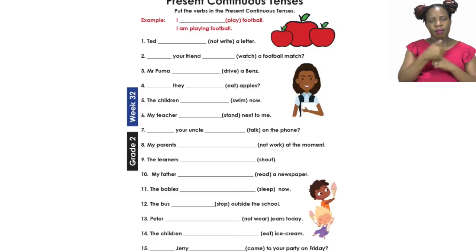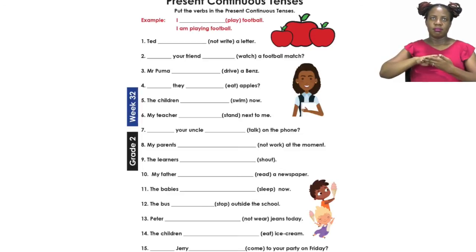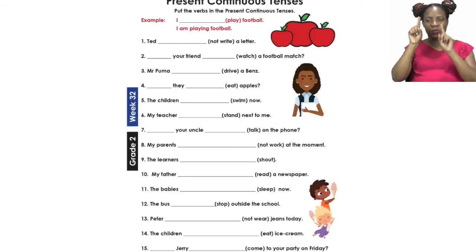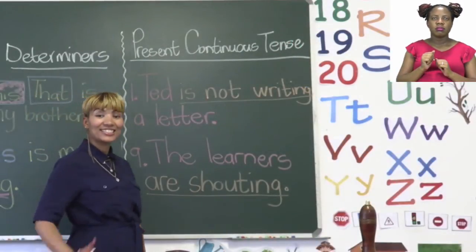Now remember everyone, when we talk about the present continuous tense, it means that it is what you are currently doing at that time, in the present time. Now let's quickly have a look at number 1. Number 1 reads Ted, and then you have the verb in brackets, not write a letter. Okay, now we need to change the words not write to the present continuous tense. Now on the board I wrote 2 sentences already in the present continuous tense.